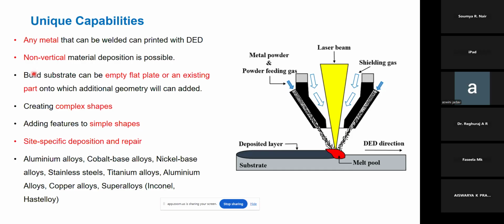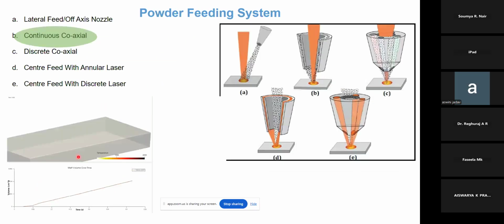Third one, the build substrate can be an empty flat plate or an existing part onto which the additional geometry will be added. It can create complex shapes. Fourth one, adding features to a simple shape is possible. Fifth one, site-specific deposition and repair is possible. And finally, aluminum alloys, cobalt-based alloys, nickel-based alloys, stainless steels, titanium alloys, and superalloys like Inconel and Hastelloys are possible to print in a laser DED machine.